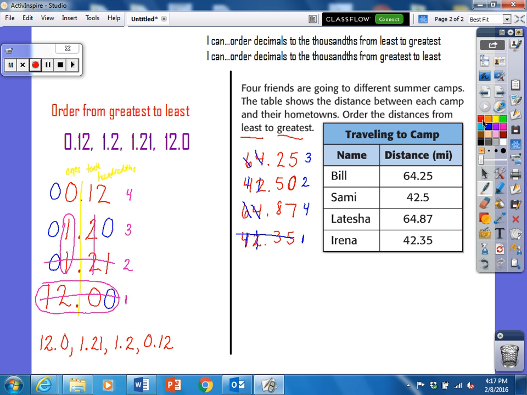So now when I put them in order from least to greatest, I have 42 and 35 hundredths, 42 and 50 hundredths, 64 and 25 hundredths, and 64 and 87 hundredths. And that's how we put our decimals in order from least to greatest or greatest to least.